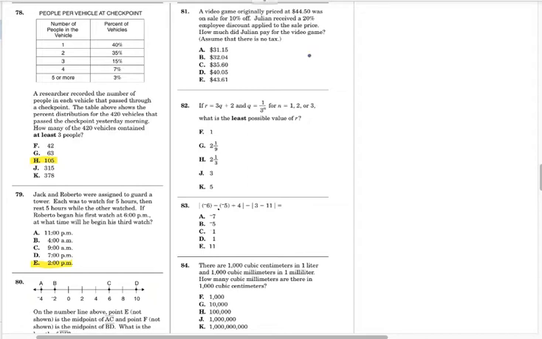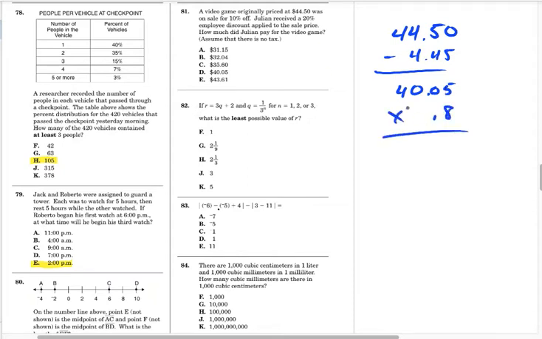Alright, let's get started with number 81. So we started with $44.50. We took off 10% and then we took off another 20%. So we have to subtract $4.45, which is $40.05. Then we have to subtract another 20% off of that. Right? So we can multiply this times 0.8, because that's what's left over, the 20%. And $40.05 times 0.8 is $32.04. So that would be... okay, number 32.